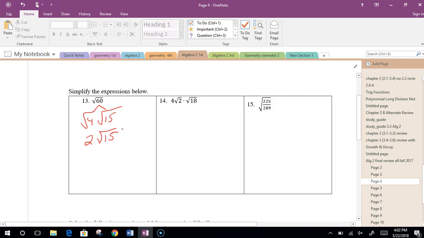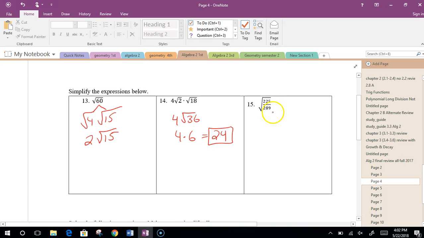In a problem like number 14, we have 4 square root of 2 times the square root of 18. Well, the easiest way that I see to do this is to multiply the two radicands together. Well, 2 times 18 would get me 4 square root of 36. The square root of 36 is 6, so 4 times 6 equals the whole number of 24.